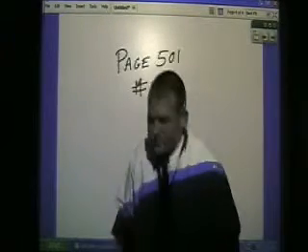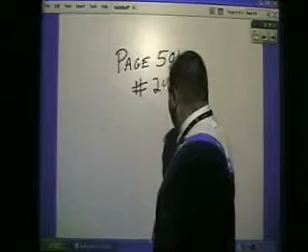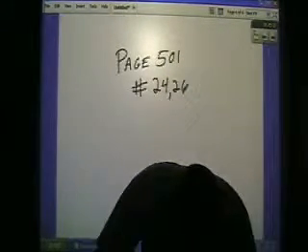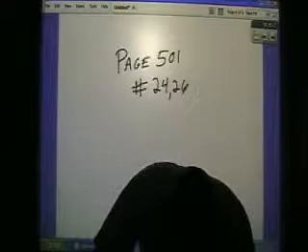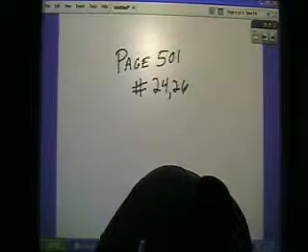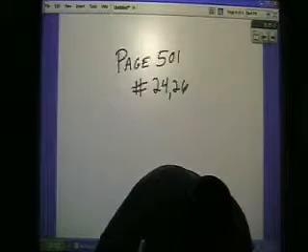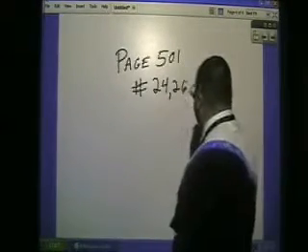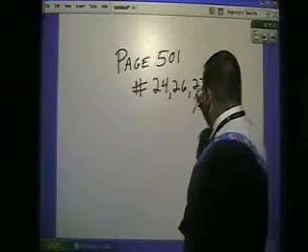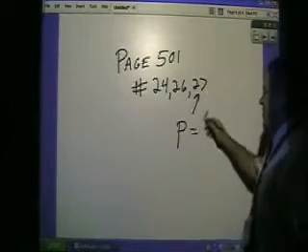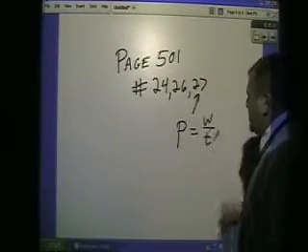Let's do 24 and 26, and let's do 27. Now for 27, you're also going to need to remember what the definition of power is, which is the amount of work done over time.